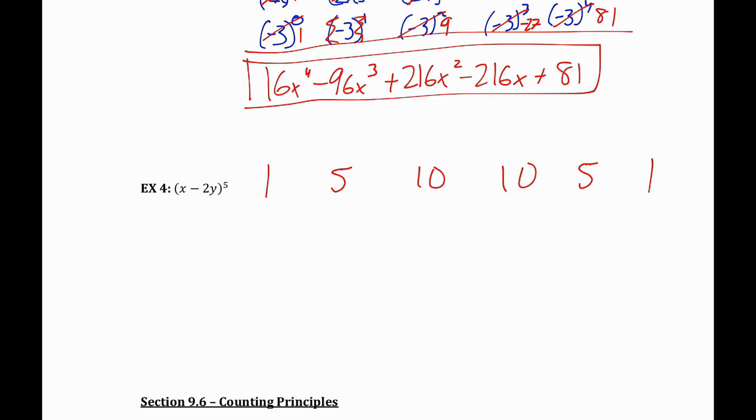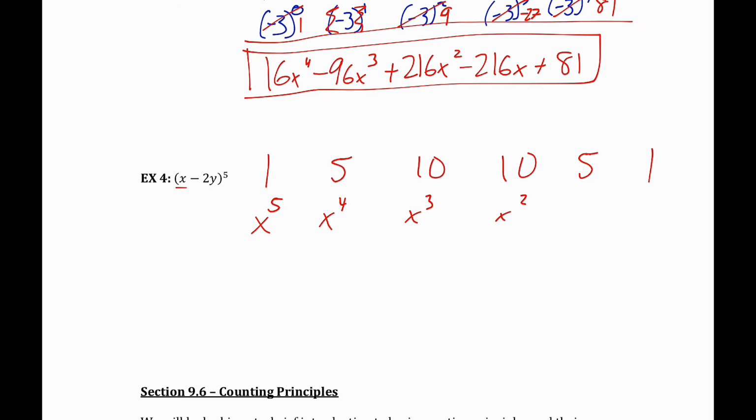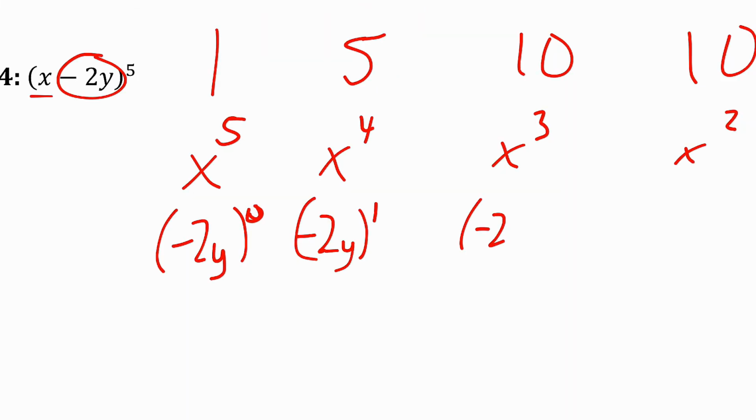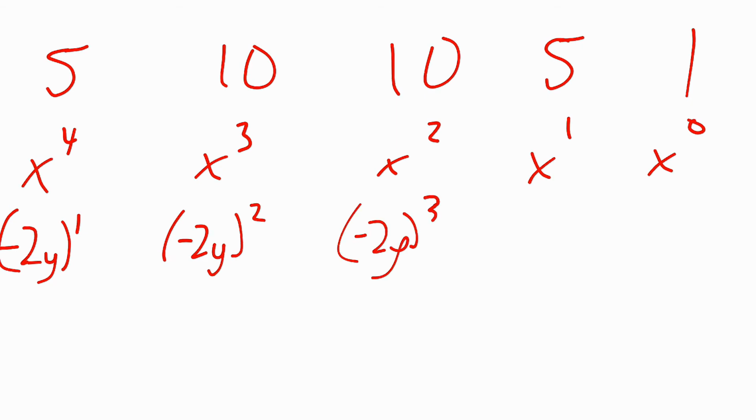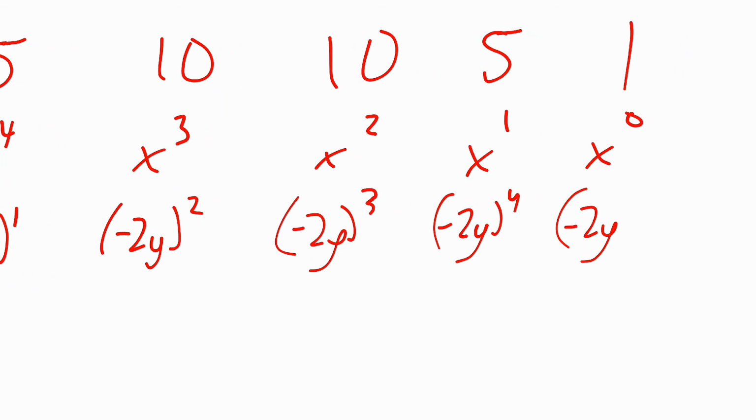Starting with the first term, x. Again, we're going to take the first term and raise it to the highest exponent and then kind of work our way down. X to the fourth, x to the third, x squared, x to the first, and then x to the 0. Then we're going to take the negative 2y and then kind of work our way up. We got negative 2y to the 0, negative 2y to the first, negative 2y to the second, negative 2y to the third, negative 2y to the fourth, and finally negative 2y to the fifth. Oops, sorry, I was writing x and it's y.